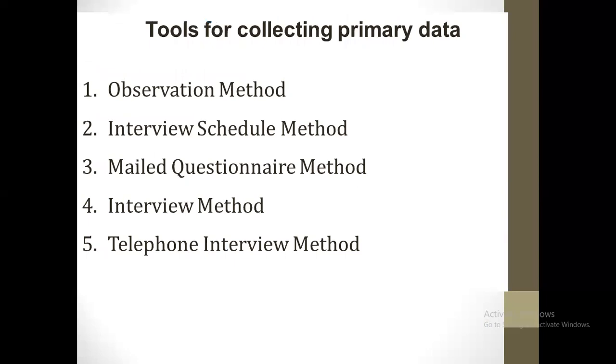Next, suppose the researcher decides to select a primary source for collection of the data. You decide which method of primary data should be suitable. For that, we have five important methods. One is called the observation method. By viewing the respondents' behavior, we collect the data. This is called the observation method.